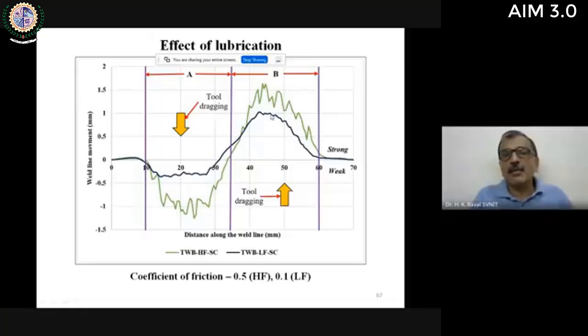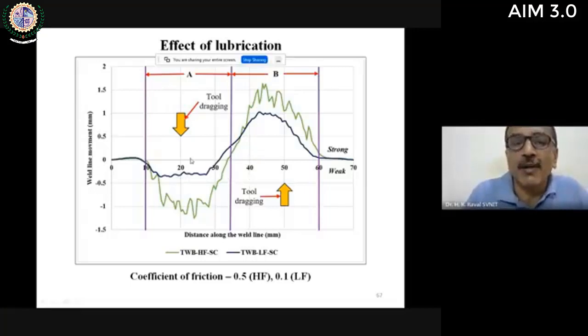The deformations of the weld line shift, in both the case of lower friction and higher friction, of weaker material is more than stronger material. You can see here the weld line shift is observed to be 1.5 mm, where here it is around 1.2 mm or so. Here it is 1 mm for a lower friction, and here it is 0.4 around for lower friction in the different area of A and B.